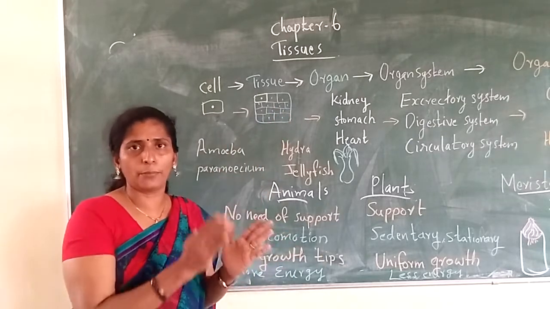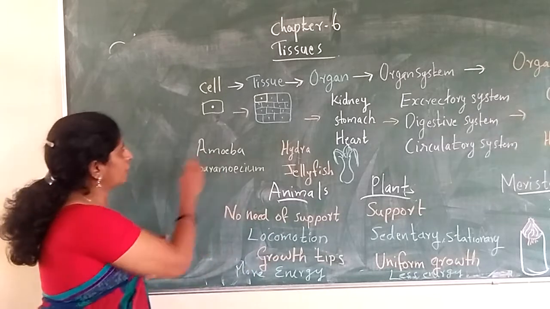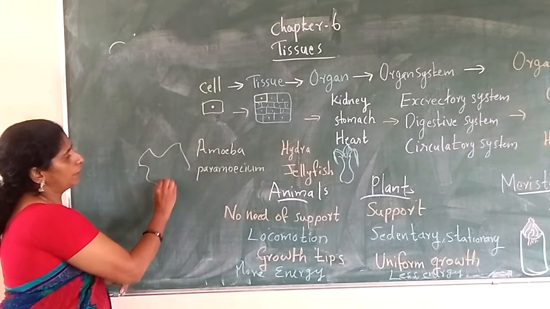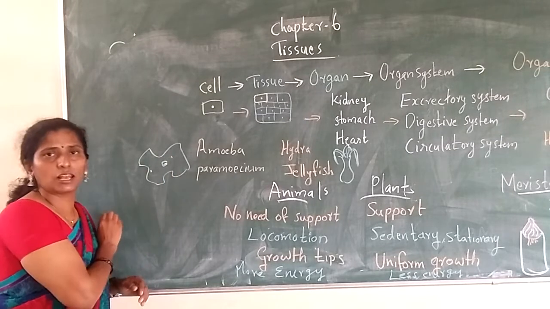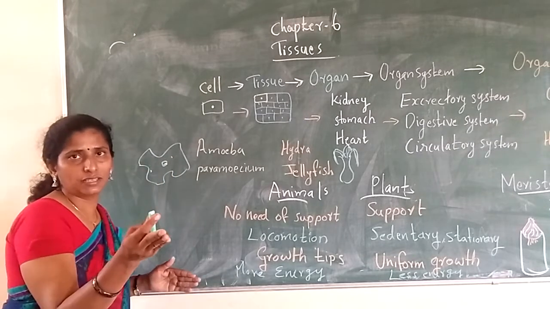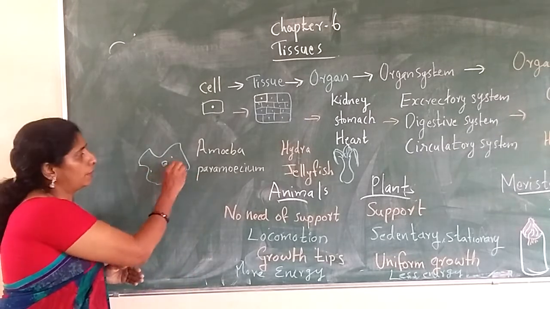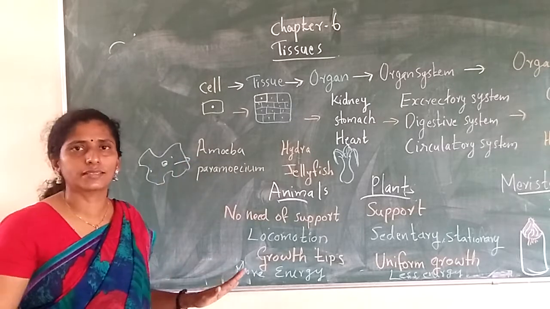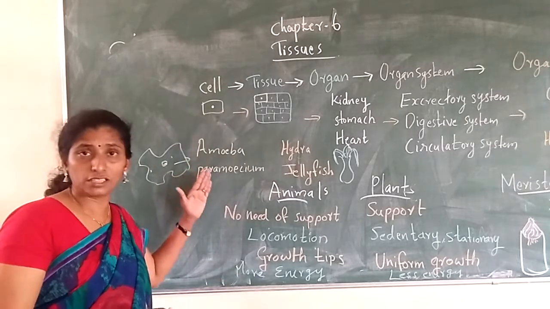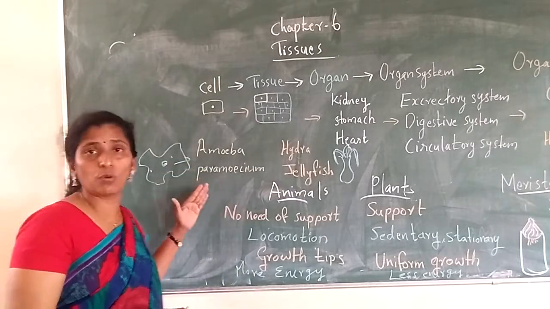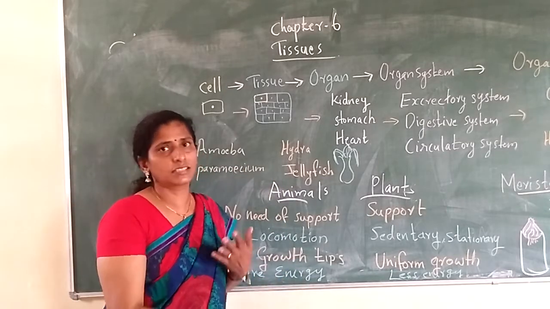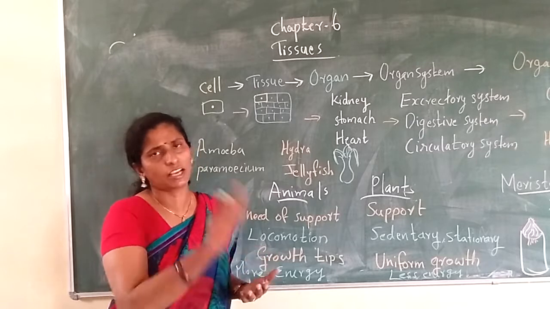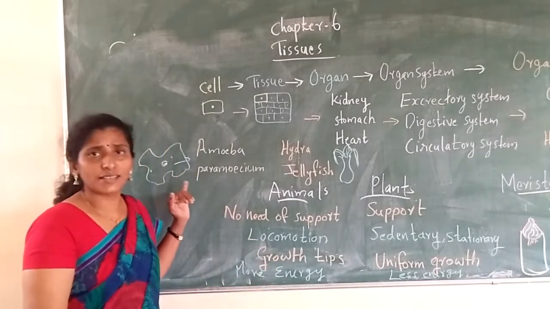So many cells combine to form the work. But in the case of amoeba, amoeba is like this, and there will be one nucleus and other cell organelles. See, vacuoles we have learned now. So all these are there in the amoeba. So all the work is done by a single cell. So that is cellular level. That is also a living cell, and all the work is done by itself, and it is living. It is respiring and it is reproducing. Everything is done by the same cell.